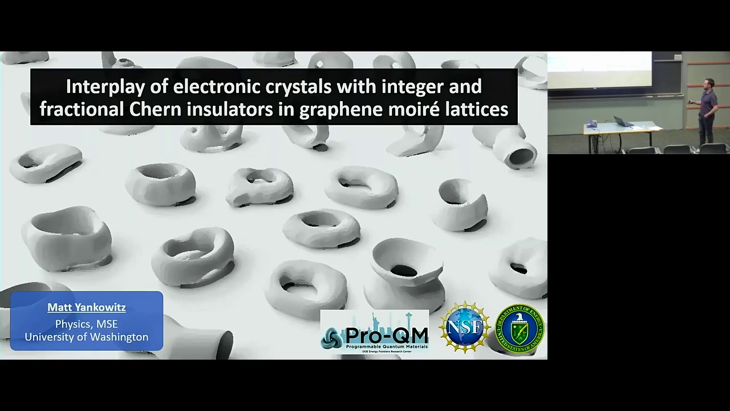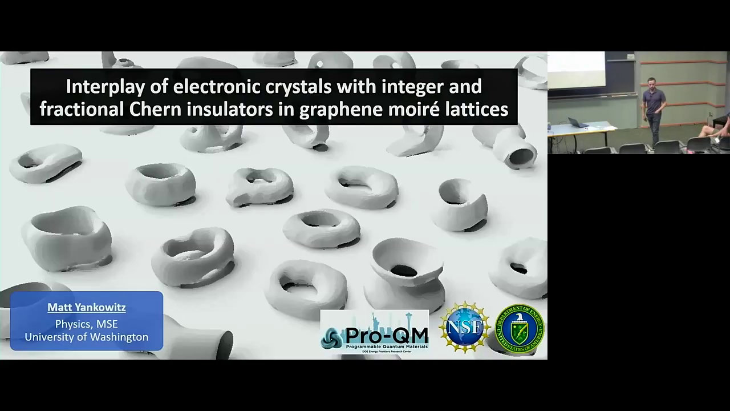So I'm going to give an update on some of the work that my group has been doing over the past year and a half or two, thinking about how to generate new forms of electronic crystallization that can also trigger topological phases and how these types of things interplay.